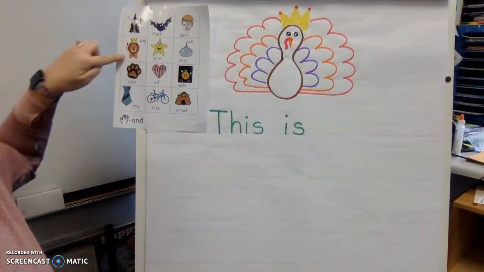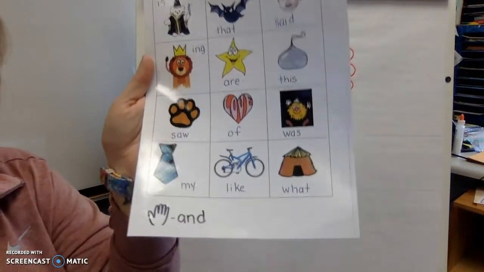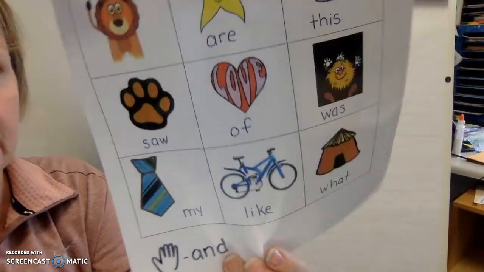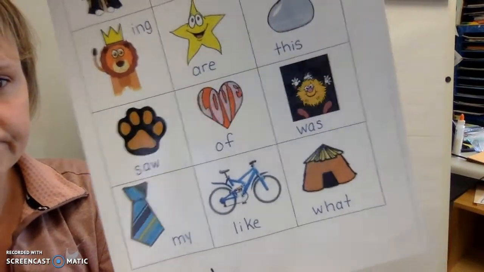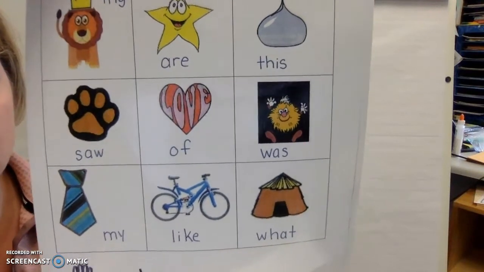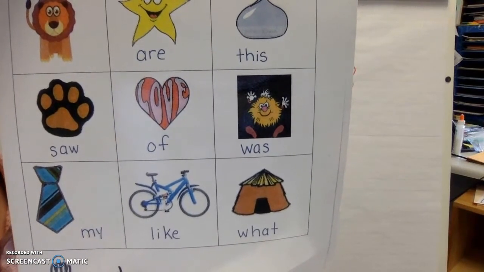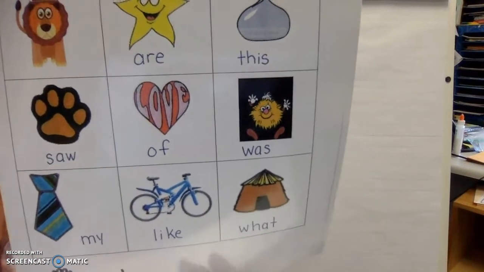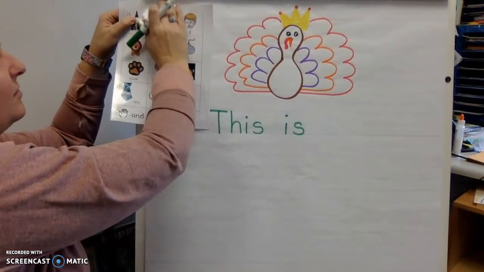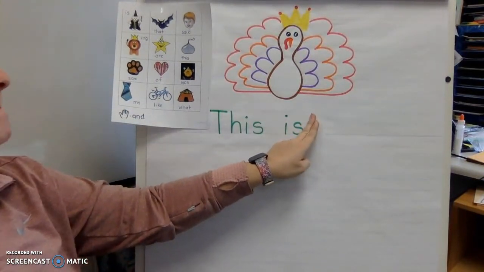So, who remembers? Maybe I can hold this up a little bit so you can see. Which one of these do you think I would use if I want to write my? Who thinks they know? Which one should I use? Oh, Braxton, what do you think? The tie of my. The tie of my. Good job. And this is it right here. So I'm going to put this back up here. I'm going to use a finger space. And I'm going to write my.